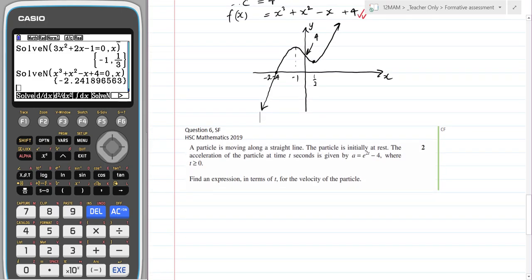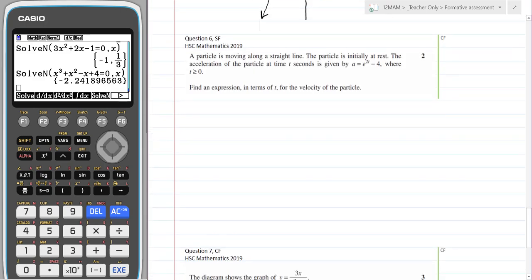Okay, question 6. A particle is moving along a straight line. The particle is initially at rest. Initially at rest means that time equals 0, v equals 0. That's what that means. The acceleration of the particle is given by a equals e to the 2t minus 4. Find an expression in terms of t for the velocity.